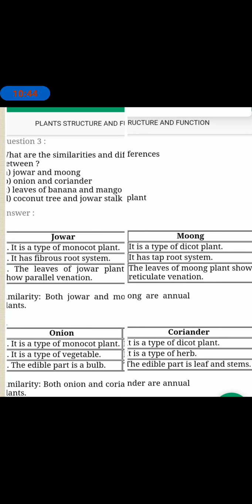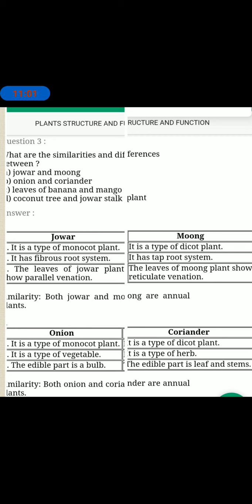So what could be the similarities among these? Both jawar and moong are annual plants, with the whole annual year we can take this. Even we can also write that both are foodstuffs, they are consumed as foodstuff.